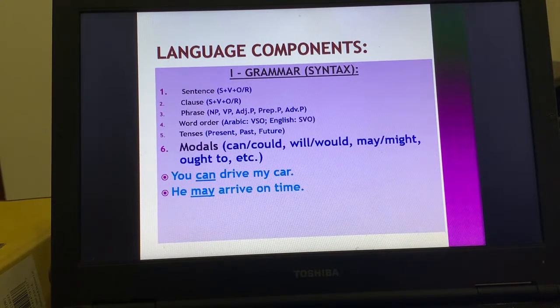You may arrive on time. لعلك تصل في الموعد. On time يعني في الموعد المحدد. In time في الموعد وليس بالضرورة محدد. In time and by time يعني مع الوقت. فكلمة may, the word may here, you may arrive on time يعني هناك احتمال كبير بأن تصل على الوقت في الوقت المحدد.